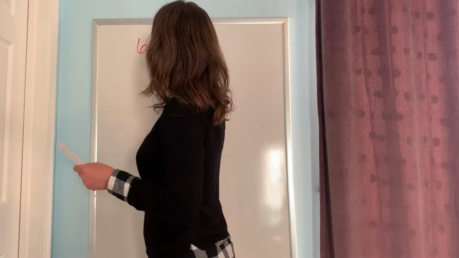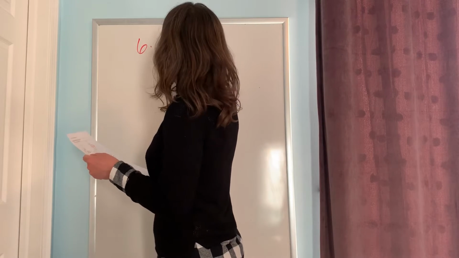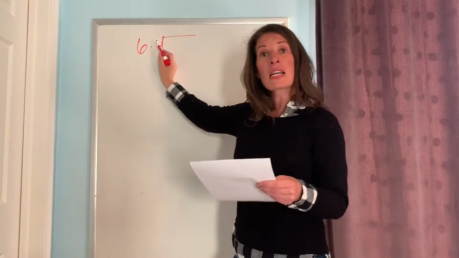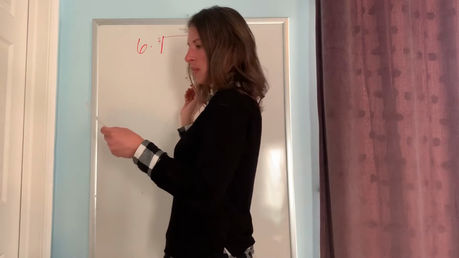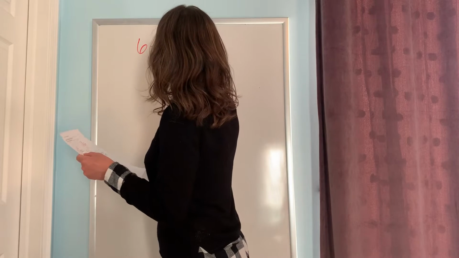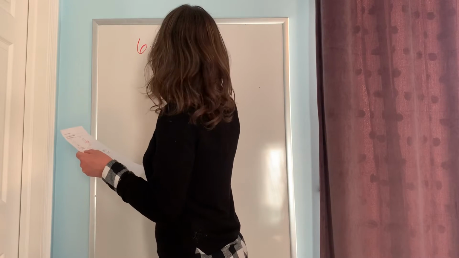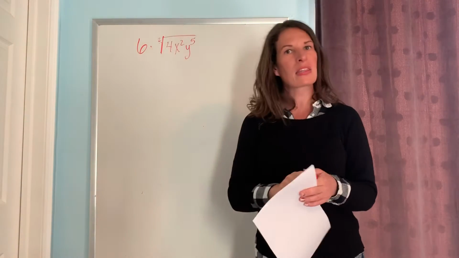I have 6 times the square root. Since there is not a number there, that means it's a 2. The square root of 4x squared y to the 5th. So we're going to break this down.